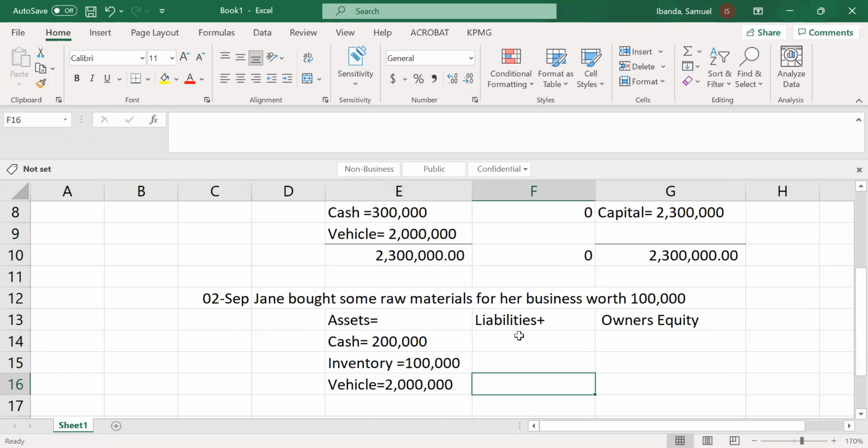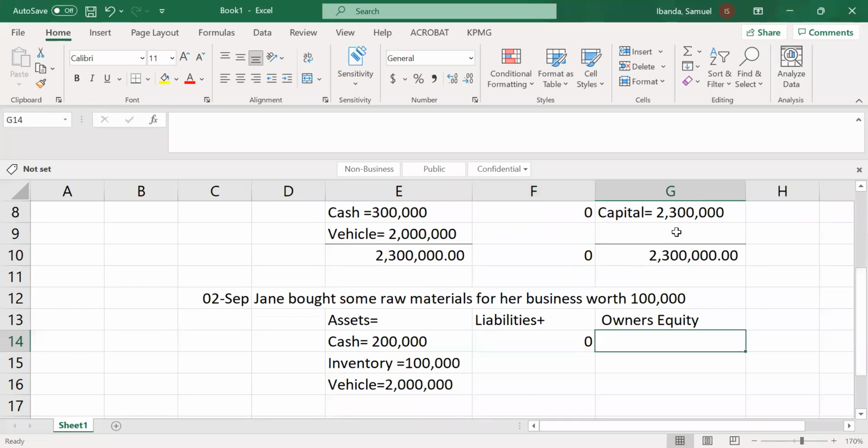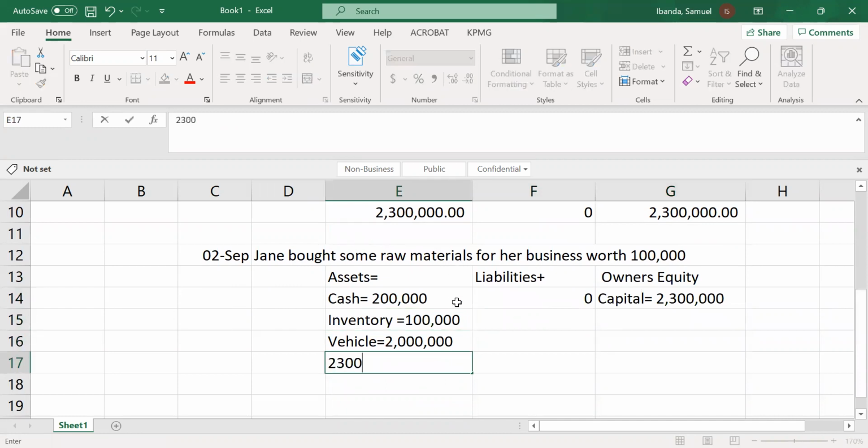Now, like we said, there is no liability and no change in capital or owner's equity. We shall just carry what is above because there has not been any change, and record it there. So at the end of the day, when we add these two sides, 200 plus 100 plus 2 million gives us 2.3.